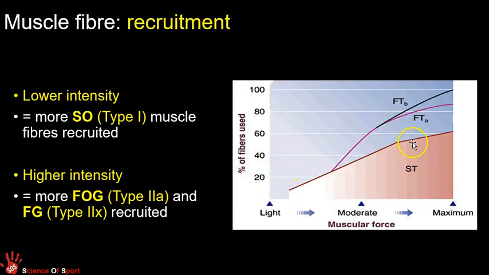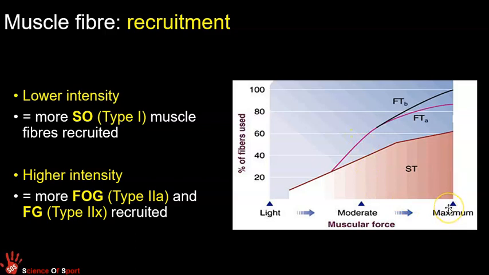This diagram actually, this graph actually illustrates the same principle but in a slightly different way. So when we want to have light muscular force, it's just the slow twitch or slow oxidative type 1 fibers that are recruited. If we want to generate moderate forces, we would recruit our slow twitch, our type 1, and some of our fast twitch, our type 2A fibers.